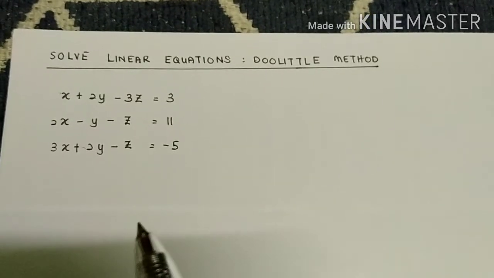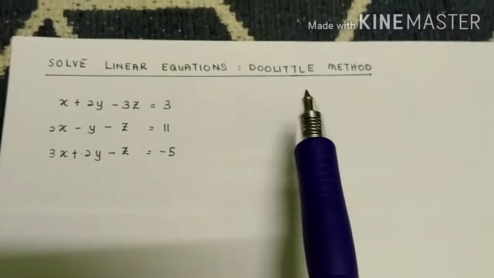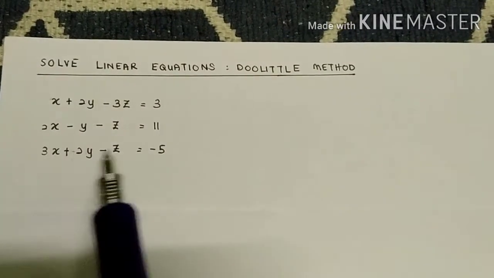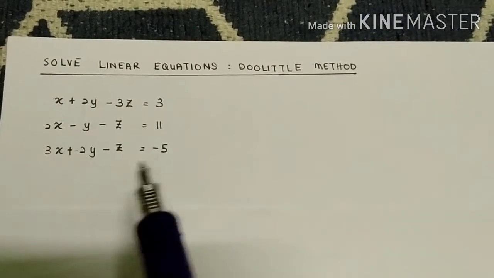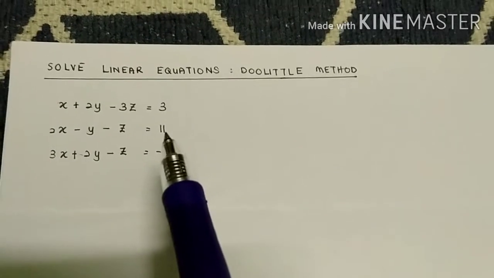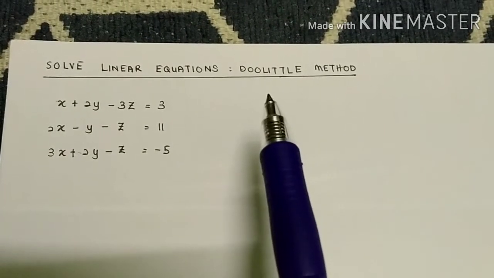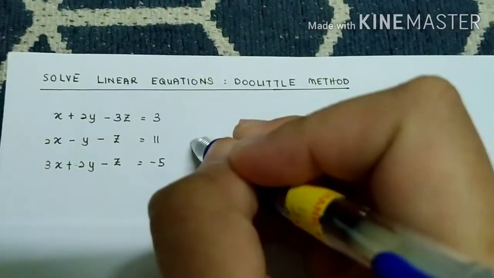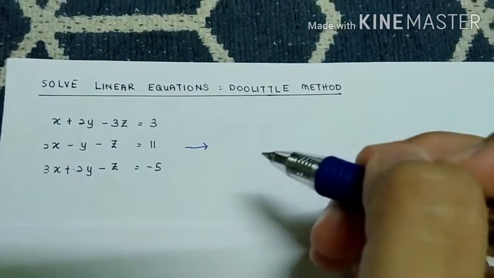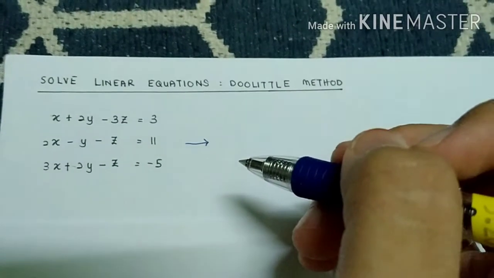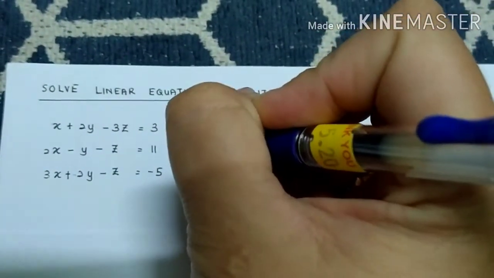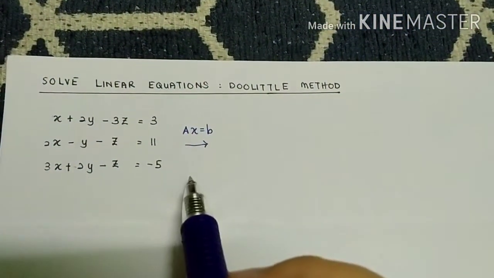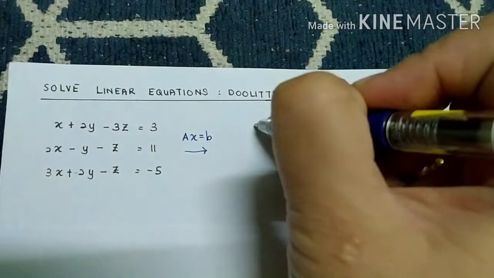So today I'll show you how to solve linear equations by using the Doolittle method. We have three linear equations here and we have to solve them by using the Doolittle method. For the first step, we must convert these equations into matrix form, into the form of Ax equals to b.